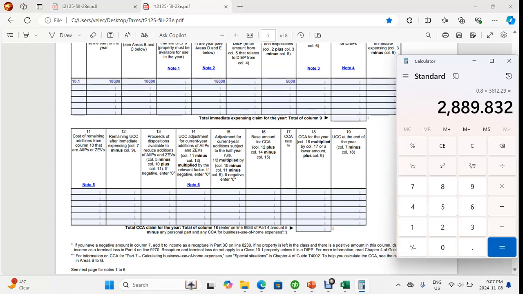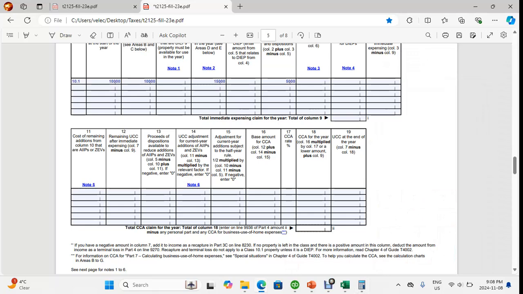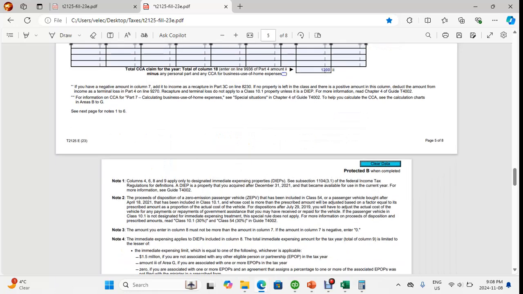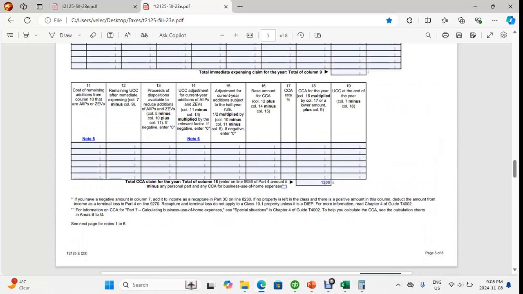this will be 15,000 times 80%. If it was $1,500, it will be 80% of $1,500. So 1,500 times 80% will be 1,200. So your $1,200 will be your CCA claim for your vehicle, your motor vehicle CCA.